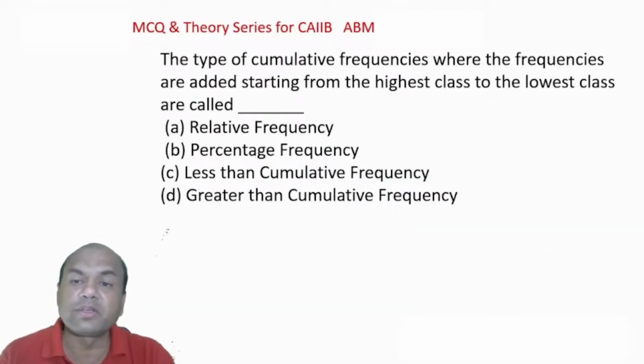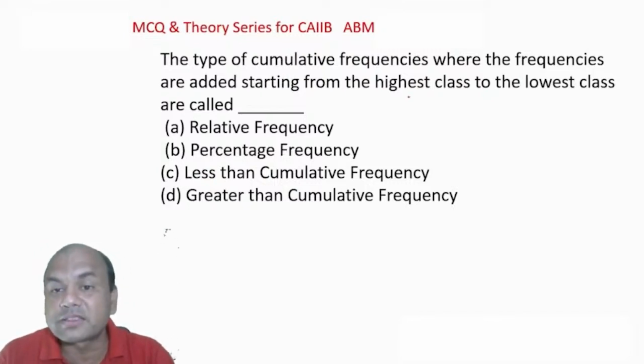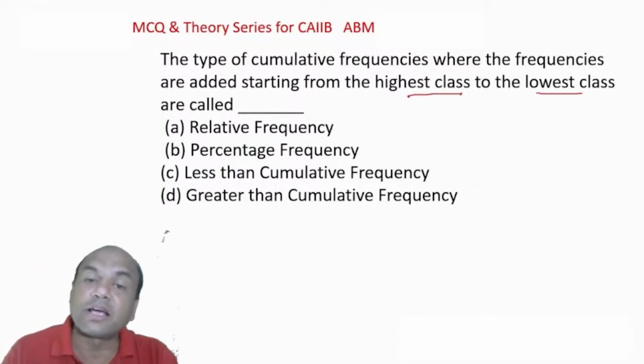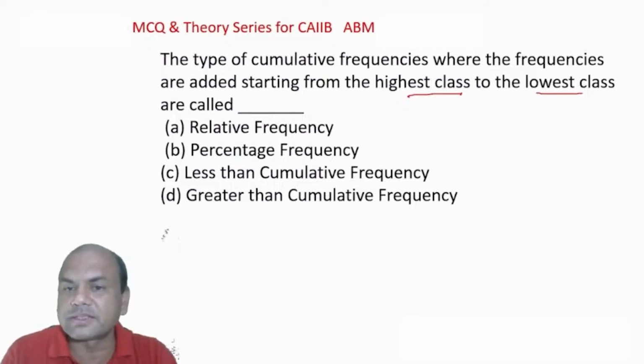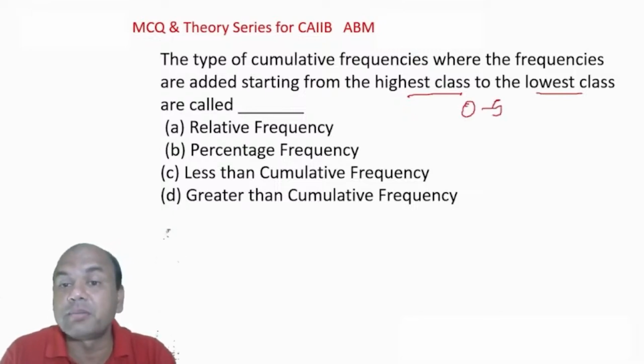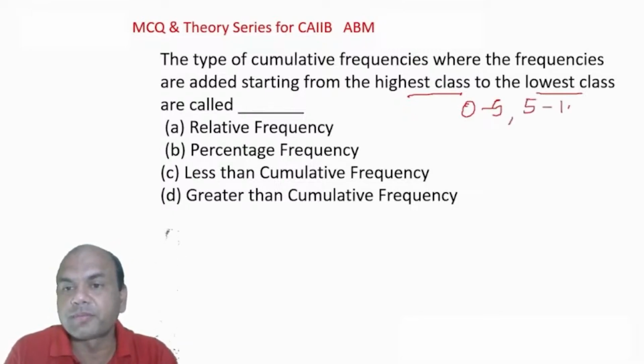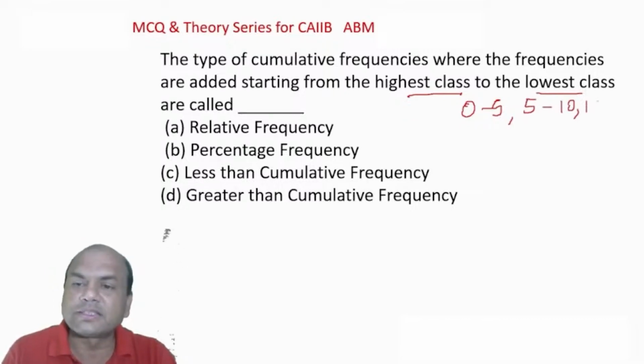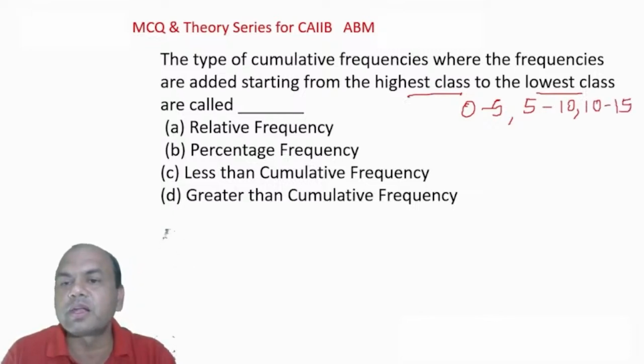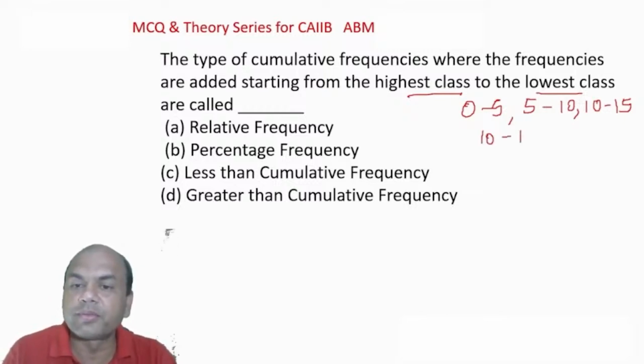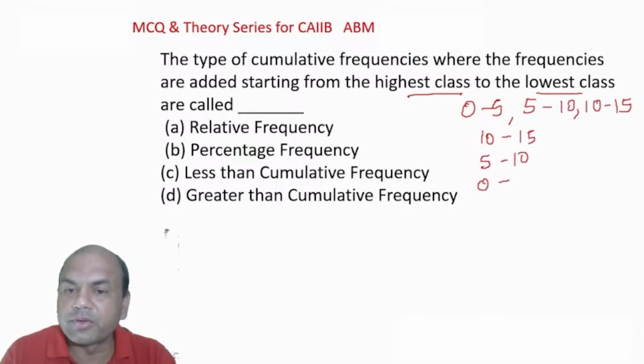The type of cumulative frequency where the frequencies are added starting from the highest class to the lowest class is called as what? Now what do you mean by this? Suppose these are the classes, let me explain. Let me make it simple. Classes are 0 to 5, with lower limit and upper limit, 5 to 10, 10 to 15. Now suppose I arrange them as 10 to 15, then below 5 to 10, then below 0 to 5. In that case, if I go this way, it is called as what?